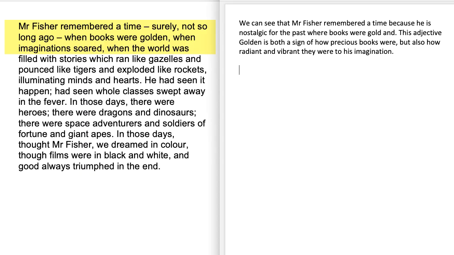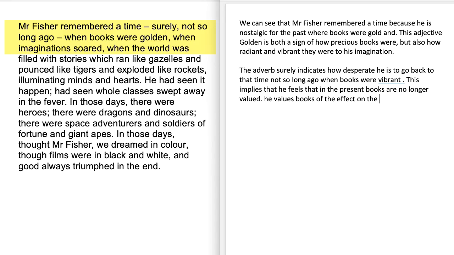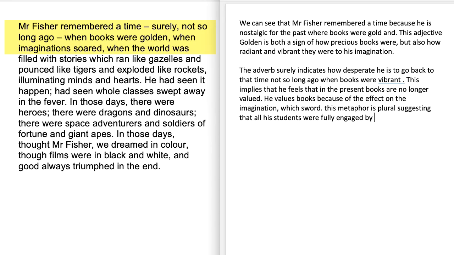The adverb surely indicates how desperate he is to go back to that time not so long ago when books were vibrant. Full stop. This implies that he feels that in the present books are no longer valued. Full stop. He values books because of the effect on the imagination, comma, which soared. Full stop. This metaphor is plural, suggesting that all his students were fully engaged by the books they read in the past. Full stop.